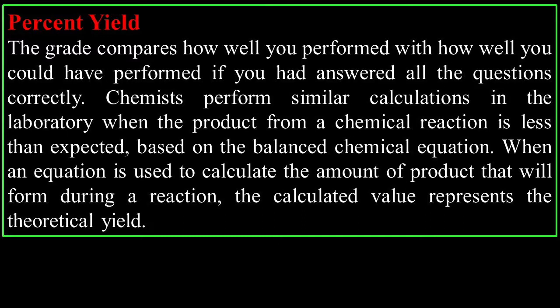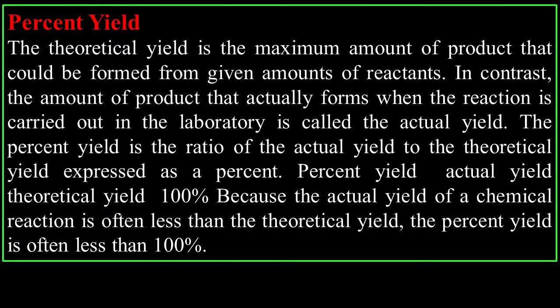The grade compares how well you performed with how well you could have performed if you had answered all of the questions correctly. Chemists perform similar calculations in the laboratory when the product from a chemical reaction is less than expected, based on the balanced chemical equation. When an equation is used to calculate the amount of product that will form during the reaction, the calculated value represents the theoretical yield. The theoretical yield is the maximum amount of product that could be formed from given amounts of reactants. In contrast, the amount of product that actually forms when the reaction is carried out in the laboratory is called the actual yield. The percent yield is the ratio of the actual yield to the theoretical yield expressed as a percent. Percent yield equals actual yield divided by theoretical yield times 100.